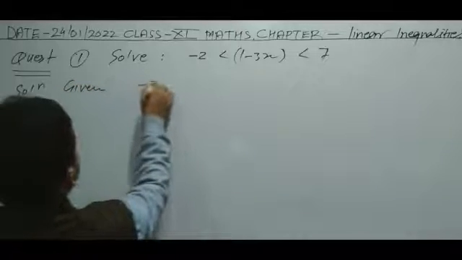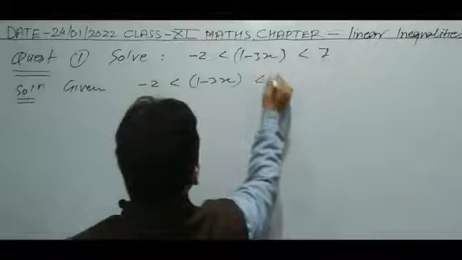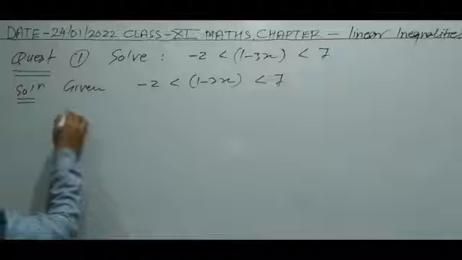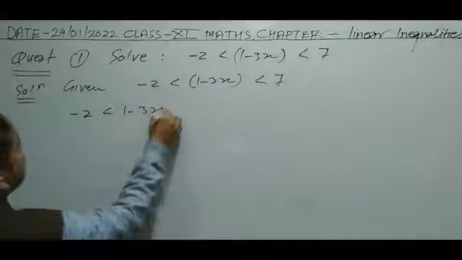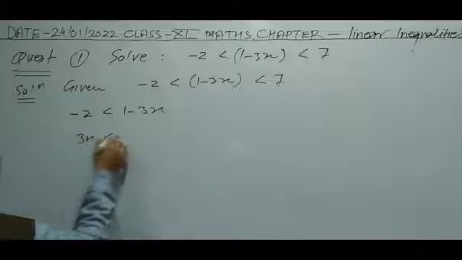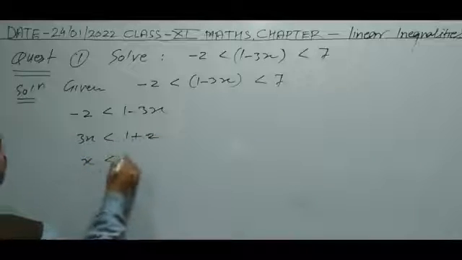Given -2 is lesser than 1 minus 3x is lesser than 7. So first of all you will take first and second part. So -2 is lesser than 1 minus 3x. This implies we can write 3x is lesser than 1 plus 2, and now x will be lesser than 1.